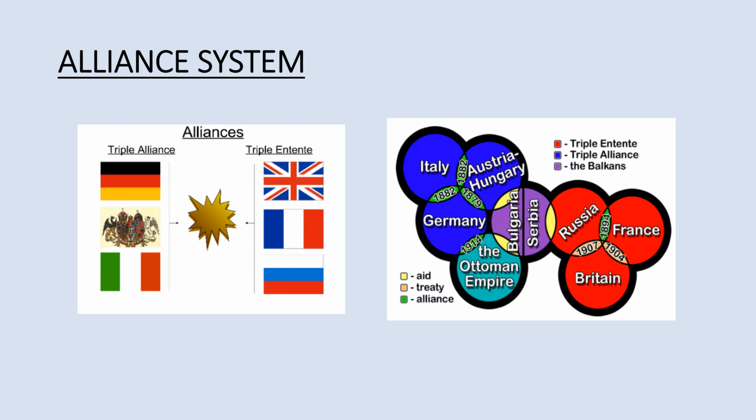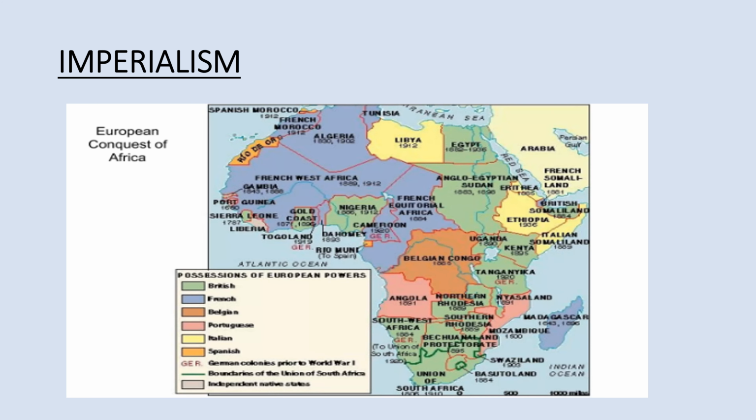European countries formed alliances to strengthen their security and deter potential aggressors. Two main alliance systems emerged: the Triple Entente, which includes France, Russia, and the UK, and the Triple Alliance, which includes Germany, Austria-Hungary, and Italy. The alliance system created a delicate balance of power, but also increased the risk of entangling alliances in case of conflict.